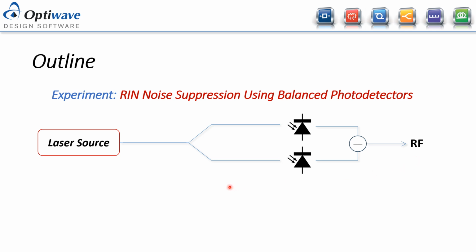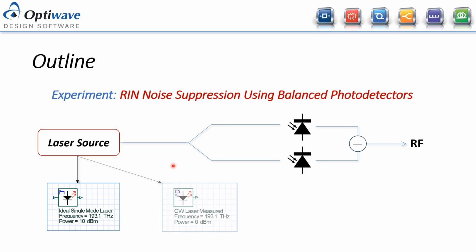We will be examining two types of laser sources in simulation. The first laser source is a DFB laser modeled as an ideal single-mode laser, and the second is a CW laser measured component where the RIN could be set directly.